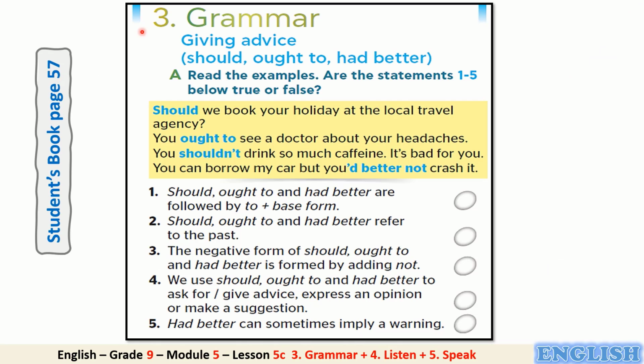This is the first part in our lesson today, 3 grammar. In the student's book, page 57. Giving advice. And these are the modal verbs should, ought to, and had better. Exercise A. Read the examples. Are the statements 1 to 5 below true or false? Let's read the examples first.